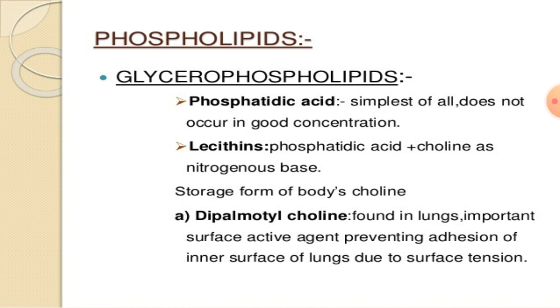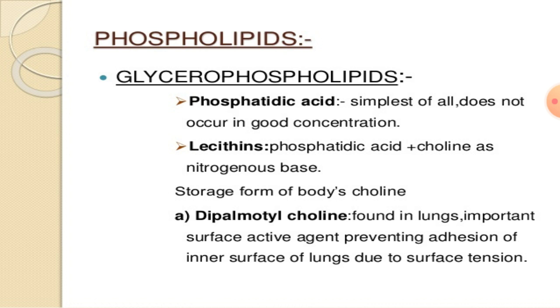Then phospholipids. Phospholipids include the glycerophospholipids, that is the phosphatidic acids and the lecithins. Phosphatidic acid is the simplest of all, which does not occur in good concentrations, and lecithins are the phosphatidic acids plus choline as a nitrogenous base. The storage form of choline in the body is lecithin.